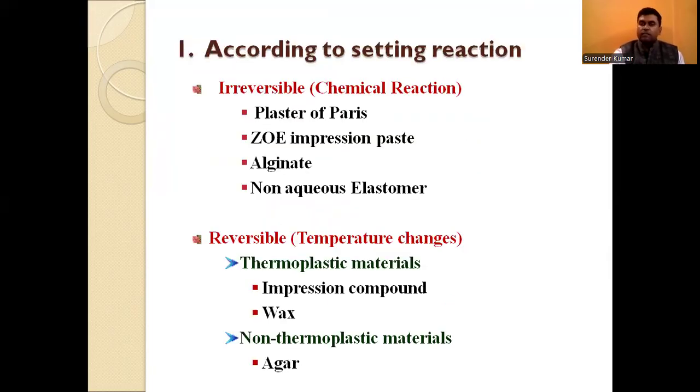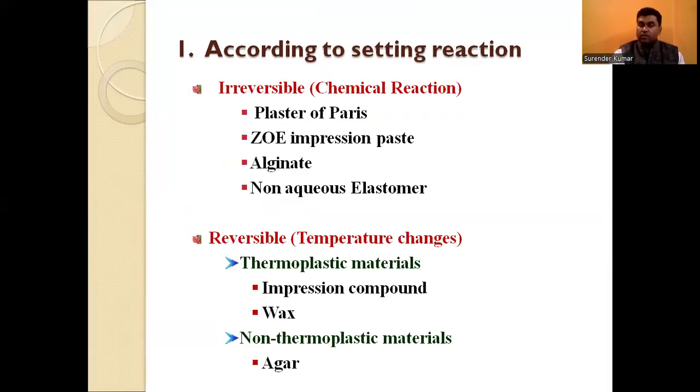They can also be classified according to setting reaction as irreversible. That means it sets by chemical reaction. Under these are the plaster of Paris, zinc oxide impression paste, the alginate, and the non-aqueous elastomers.